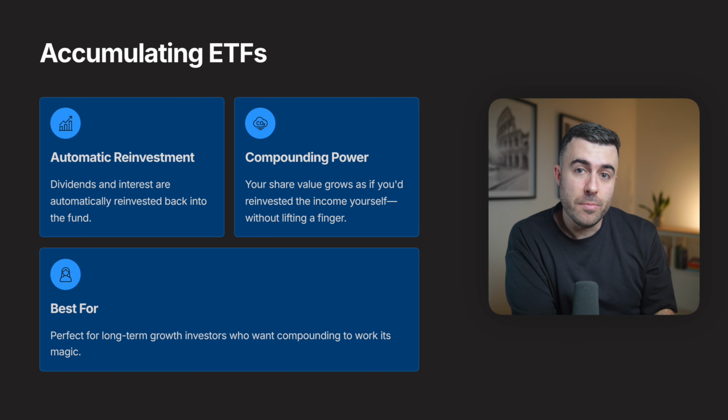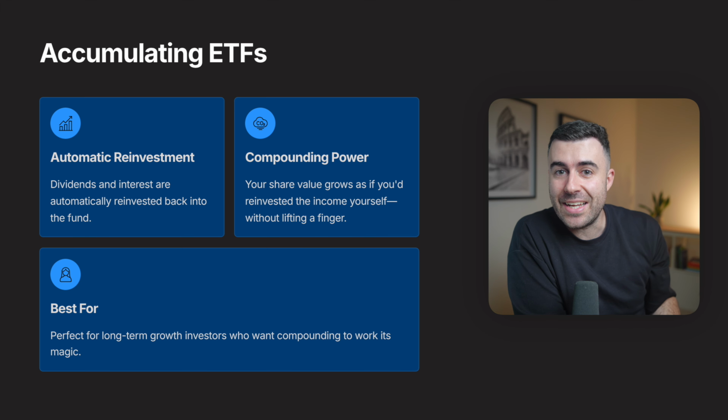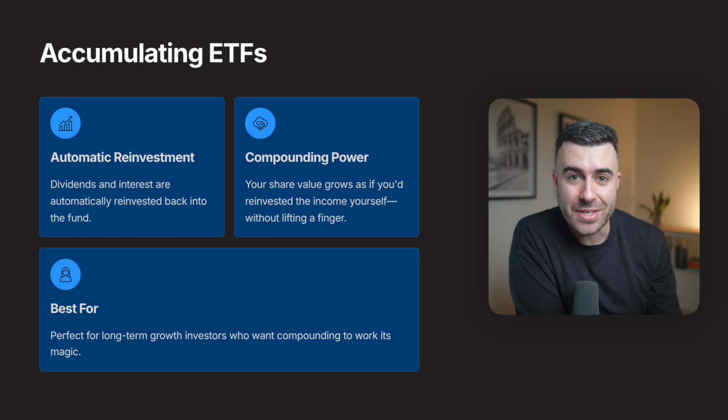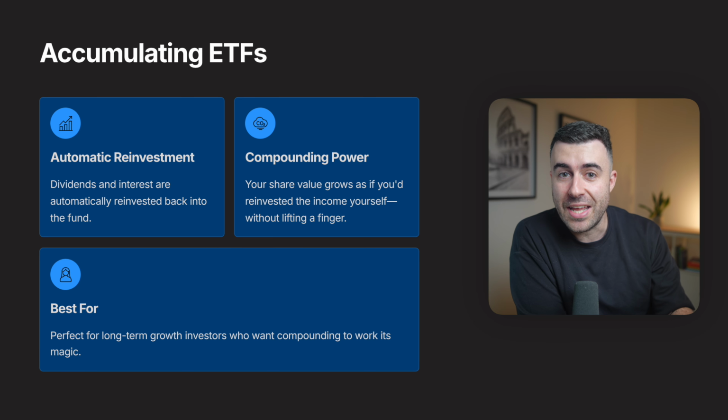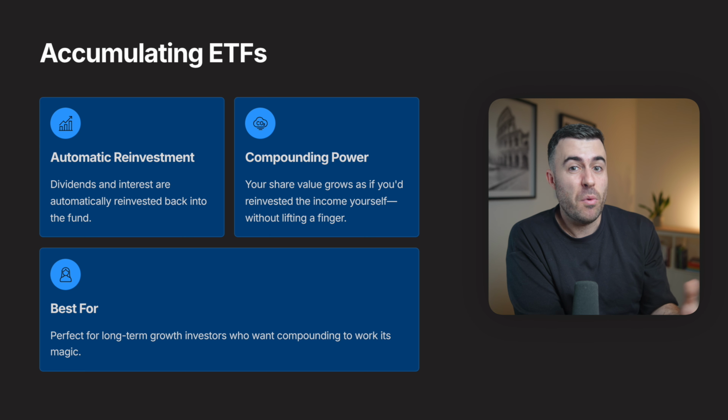Now, when it comes to accumulating ETFs, you're never actually going to see the dividends or the interest, because essentially the fund is going to automatically reinvest everything back into itself, and your share price grows steadily because that income is being used to buy more of the underlying investments. Now, why does this matter?